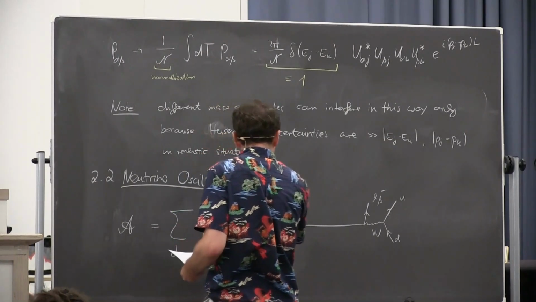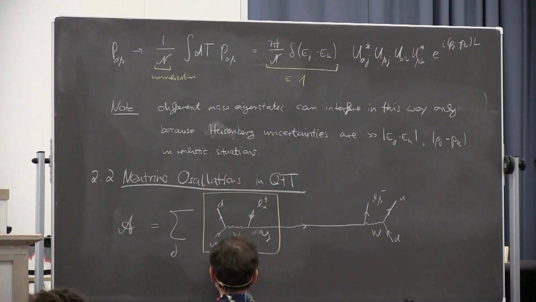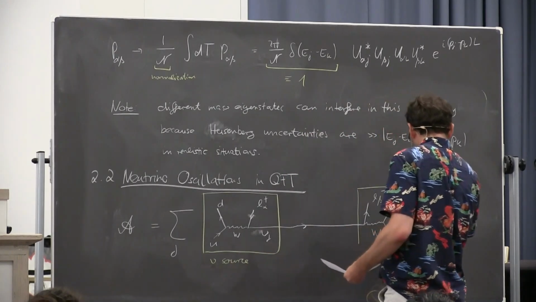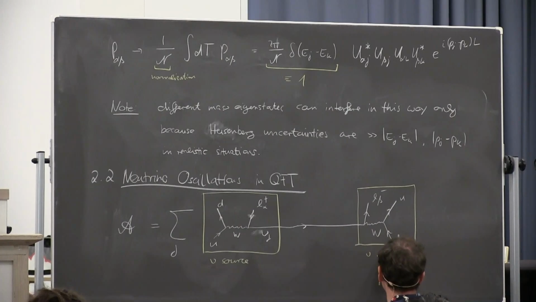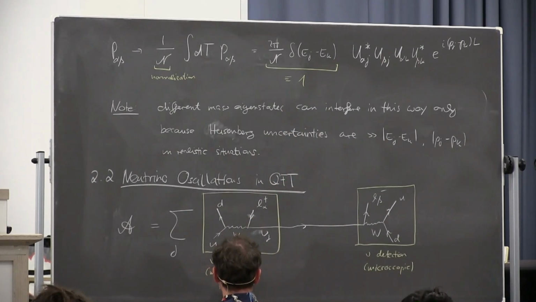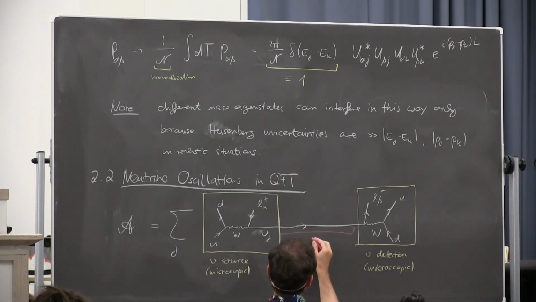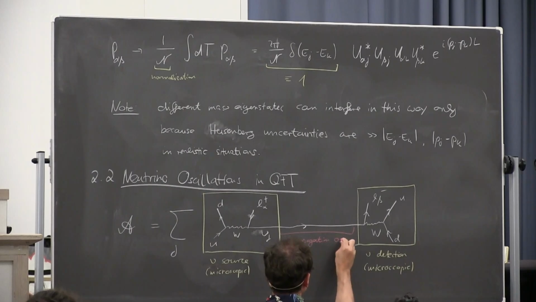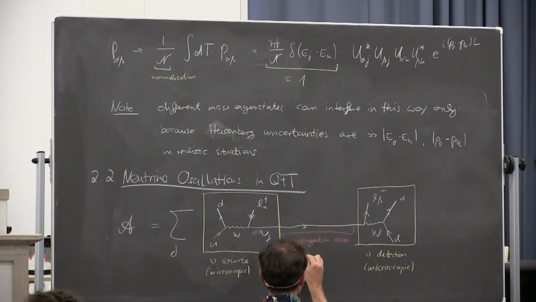So the process described over here, this is the neutrino source. Over there is the detector. And these are processes that happen over microscopic scales. Whereas here in the middle, I have the propagation over a distance L, and that is macroscopic.